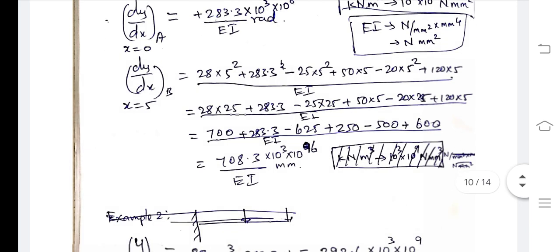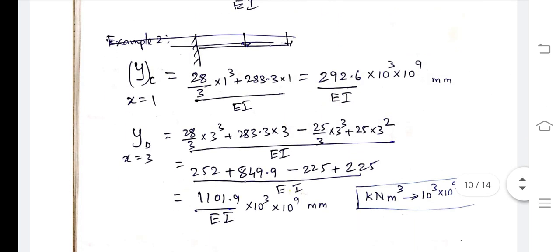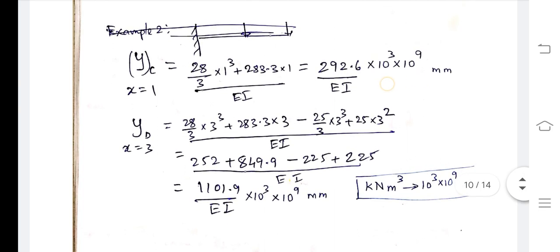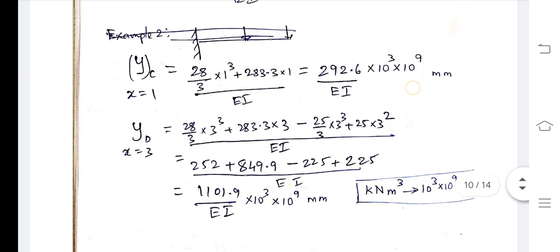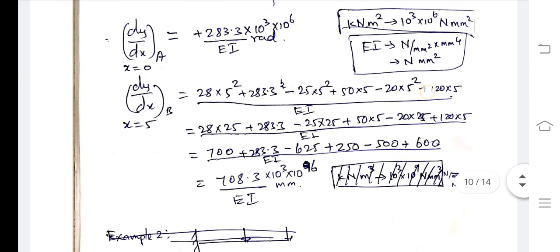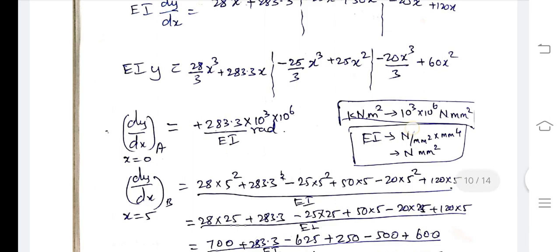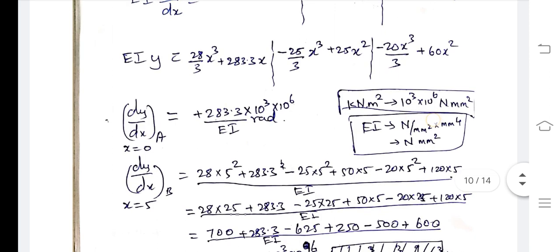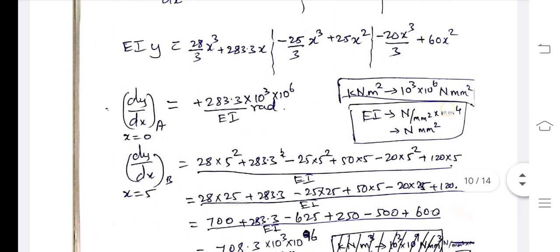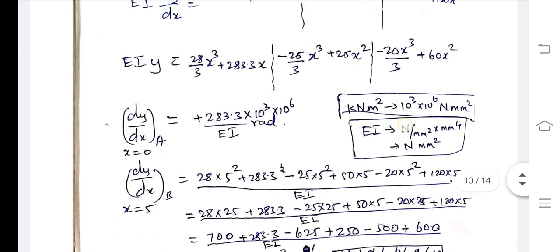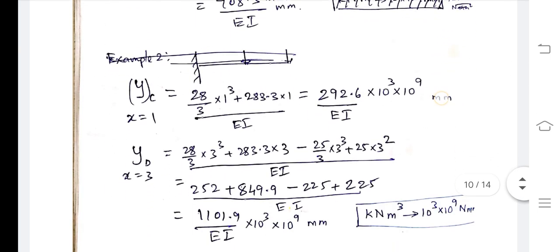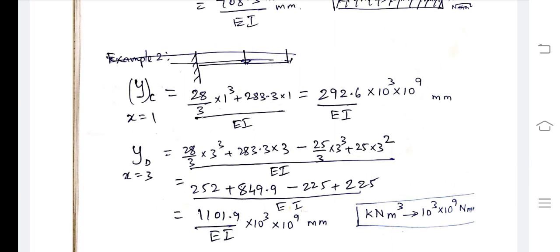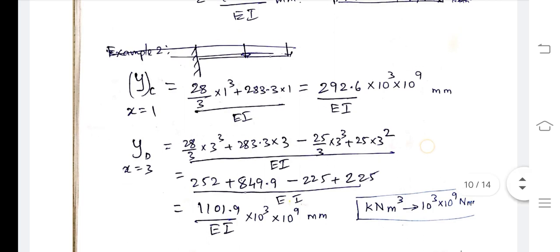Finally you substitute the values. But you have to remember that for deflection you have to multiply by 10 power 3 into 10 power 9, but for slope you have to multiply by 10 power 3 into 10 power 6. You have to remember it again and again. For slope 10 power 3 into 10 power 6, for deflection 10 power 3 into 10 power 9, to match kilonewton meter towards Newton millimeters.